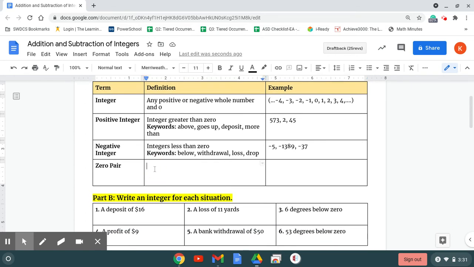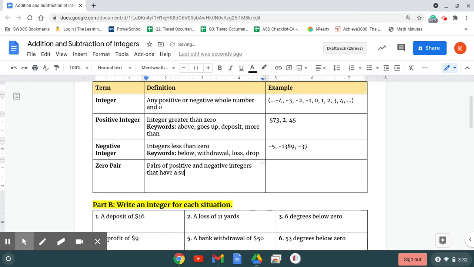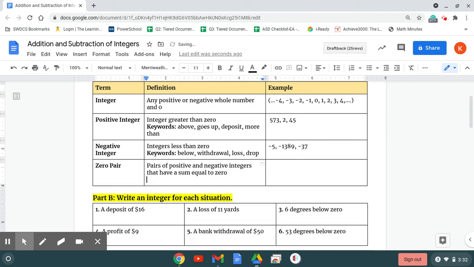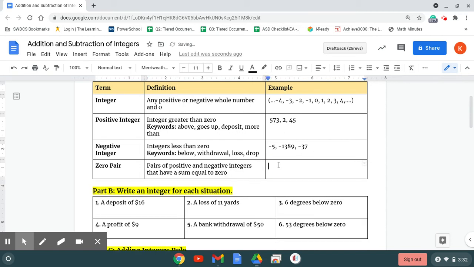All right, our last vocabulary word is zero pair. A zero pair is pairs of positive and negative integers that have a sum equal to 0. I'm going to go ahead and pause and let you write that down. All right, so a zero pair are pairs of positive and negative integers that have a sum equal to 0. Basically another word for this is the opposites, your zero pairs. An example of this would be 1 and -1.